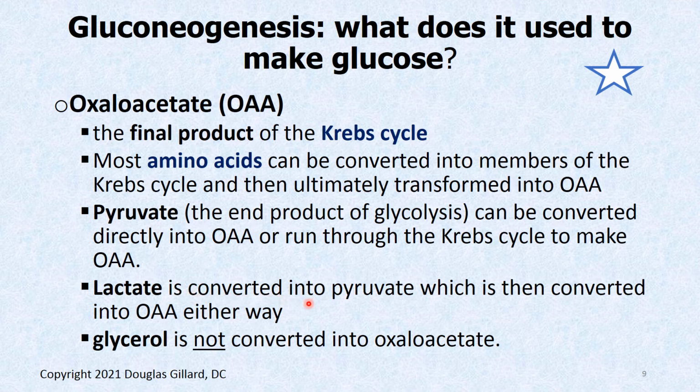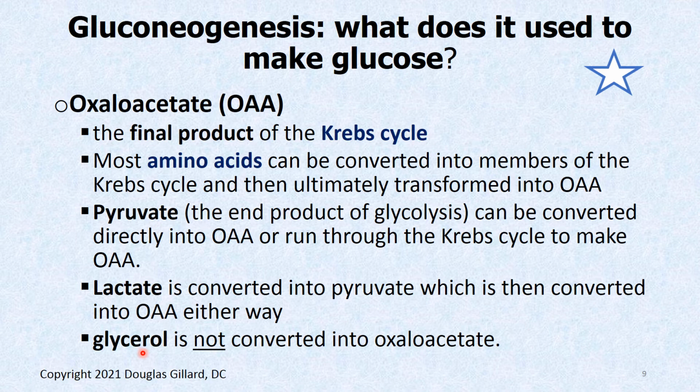Lactate is converted into pyruvate, right? That's anaerobic glycolysis, which makes lactate, or lactic acid. Like muscles working and making lactic acid, you can take that lactic acid and convert it into pyruvate, and then you can convert it into oxaloacetate by either running it through the Krebs cycle or converting it directly into oxaloacetate. Note glycerol, which is the breakdown of fat. What's fat made of?